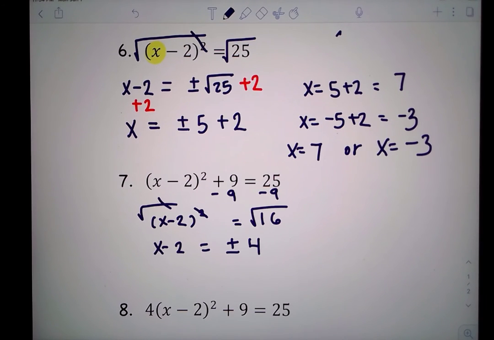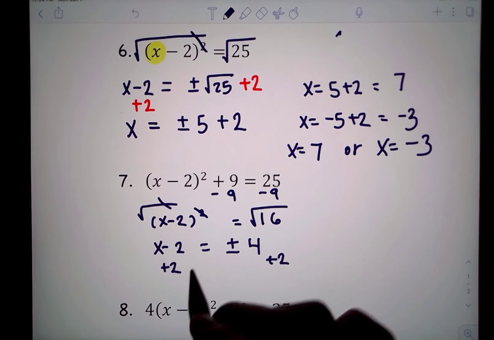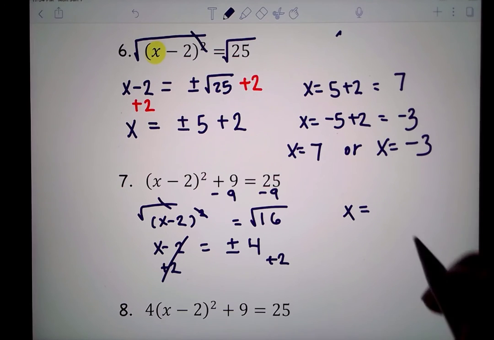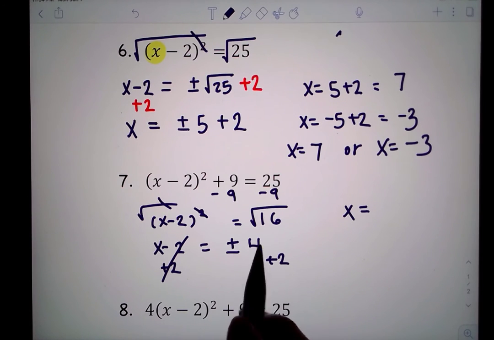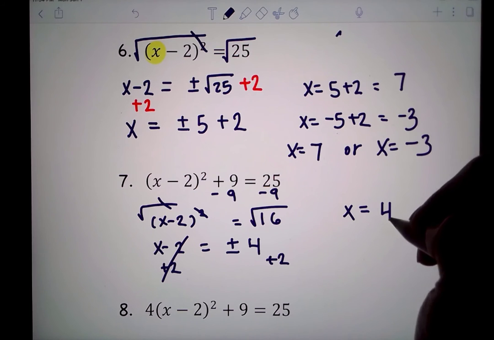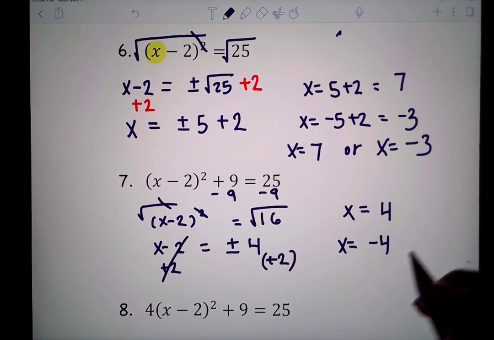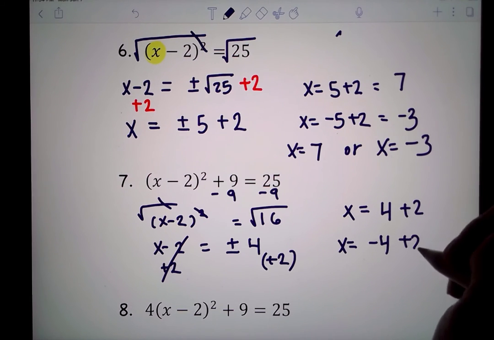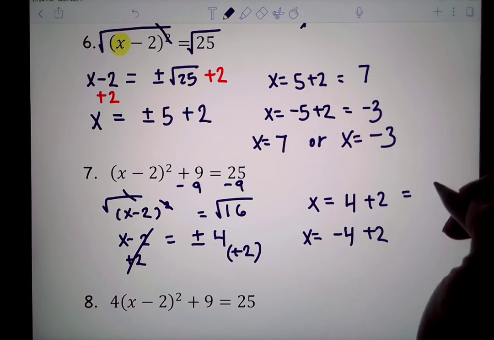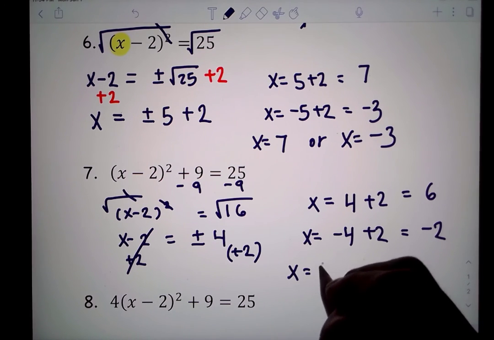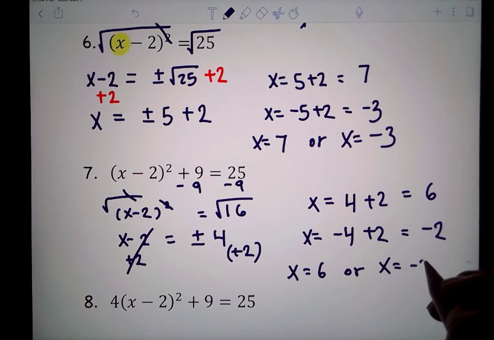So you just keep this. And to cancel this minus 2, we add 2, right? Then you cancel this, and I'm gonna rewrite it over here. So x equals, and this plus minus 4, I'm gonna split it. So 4, minus 4, but you still have plus 2 for both. So plus 2 like this. Then you get 6 or negative 2. So my answers, x equals 6 or x equals negative 2.